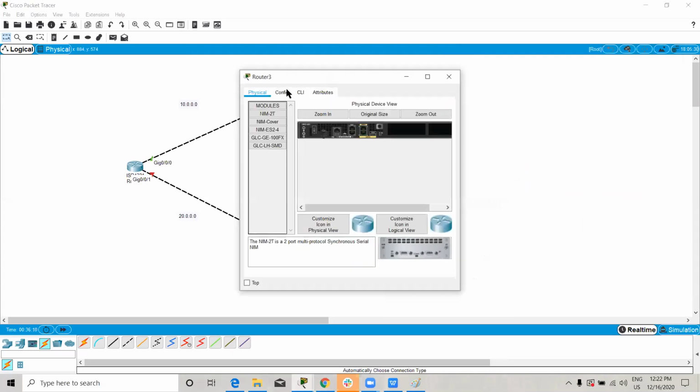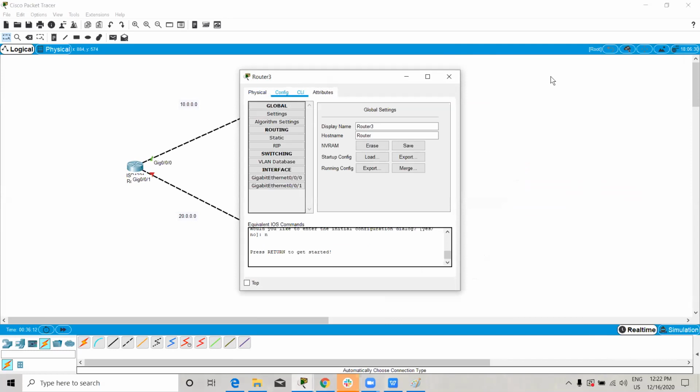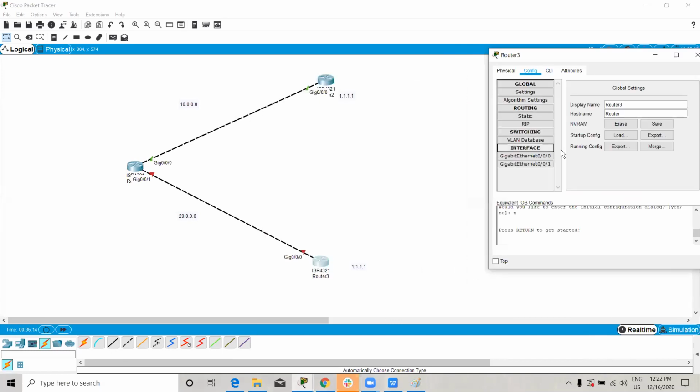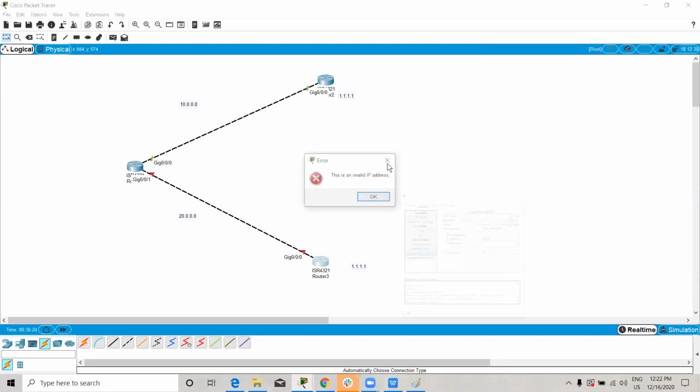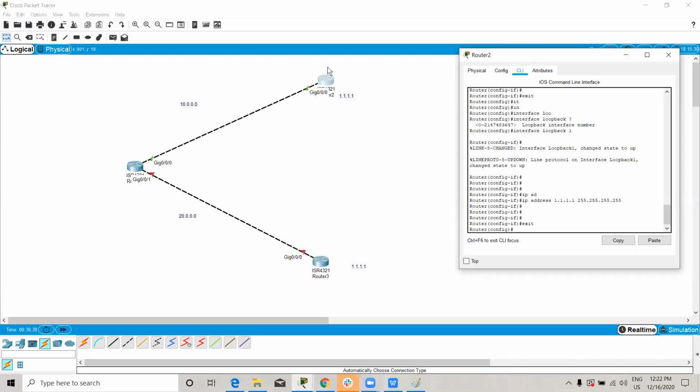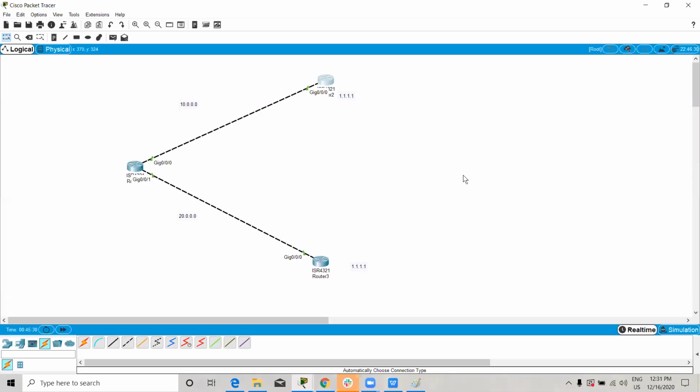So that loopback address, where did you configure? Just I want to see. That loopback IP. Yes, ma'am. For router, we are not given same address, right? For I come on the router one.